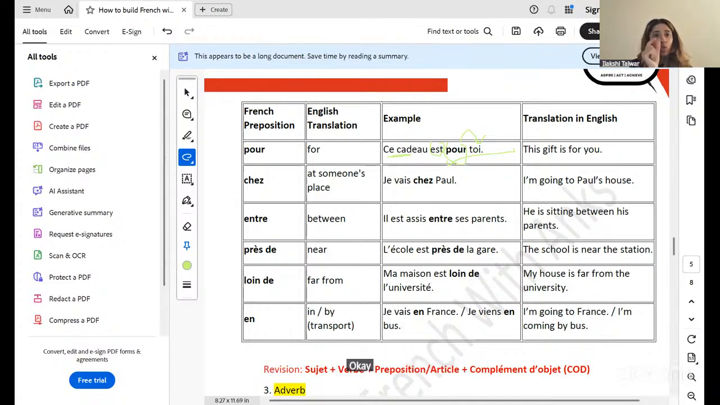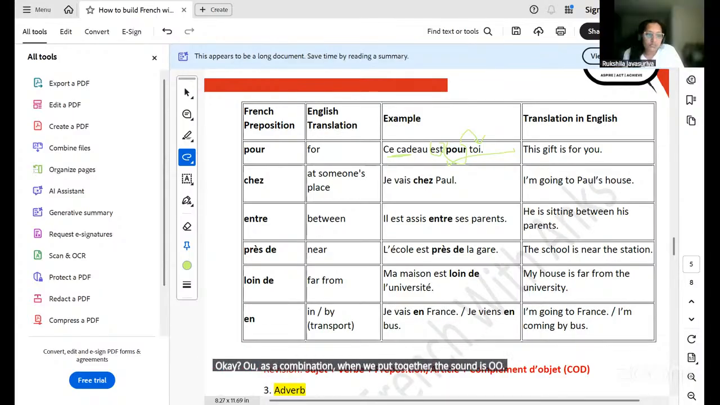Okay? OU as a combination, when we put together, the sound is OO. Hence, Gari. Yeah. Thank you.